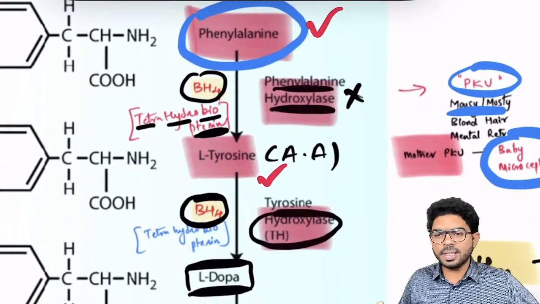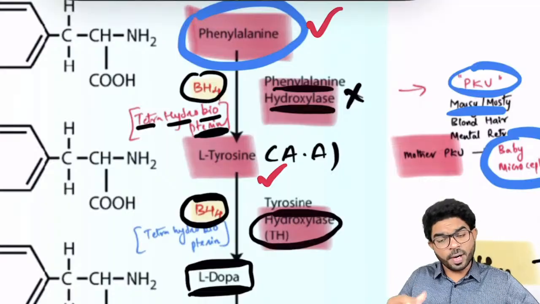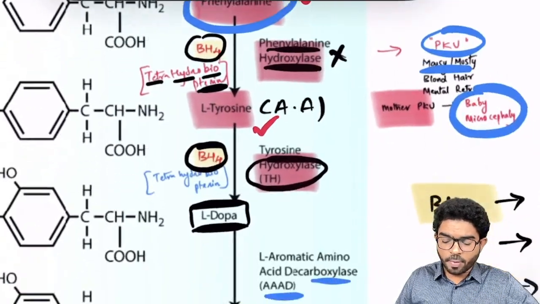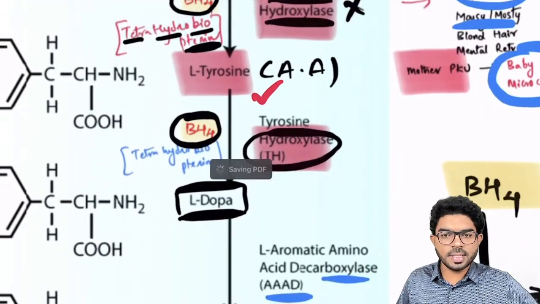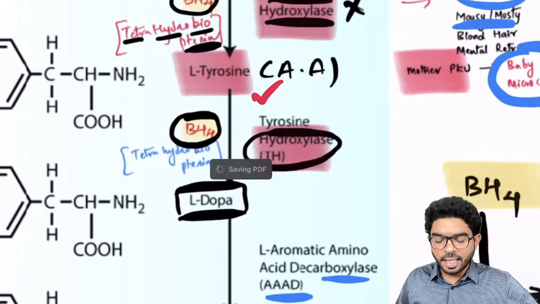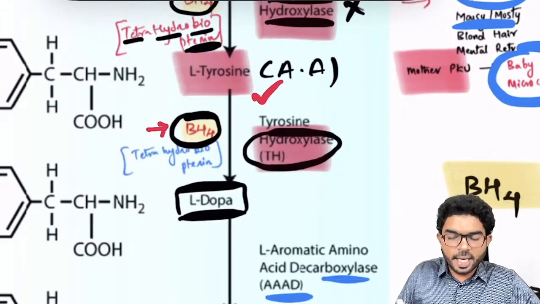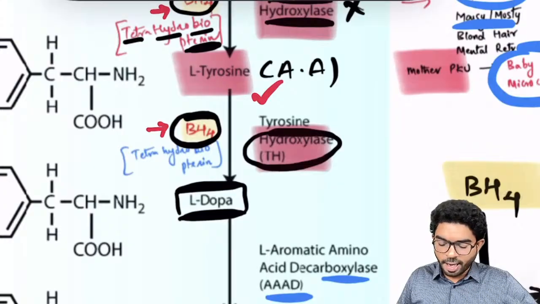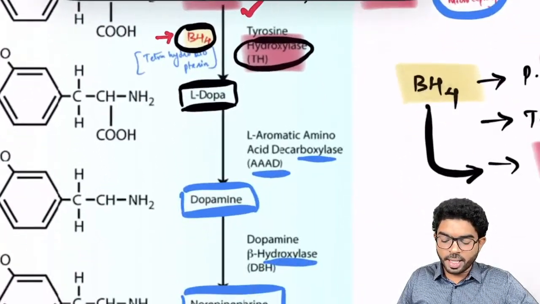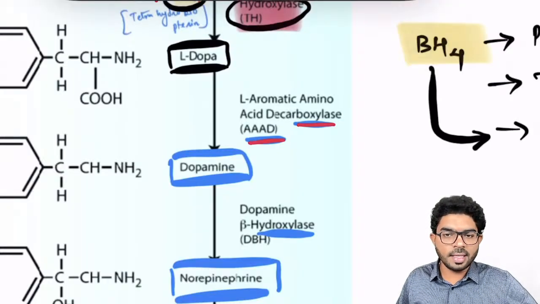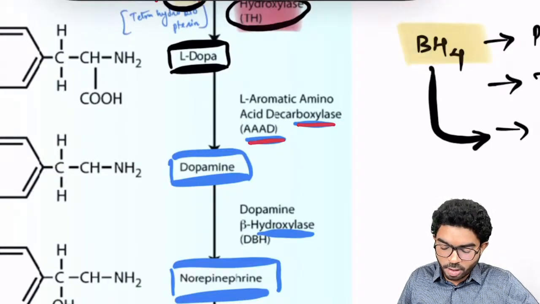Tyrosine has many products as an impact, like T3 and T4, which are all formed from tyrosine. Upon one more hydroxylation in the presence of tyrosine hydroxylase, it is converted into L-DOPA, again in the presence of BH4. So BH4 is required here and here. Now I have L-DOPA in my hand. In the presence of aromatic amino acid decarboxylase, L-DOPA is converted into dopamine.